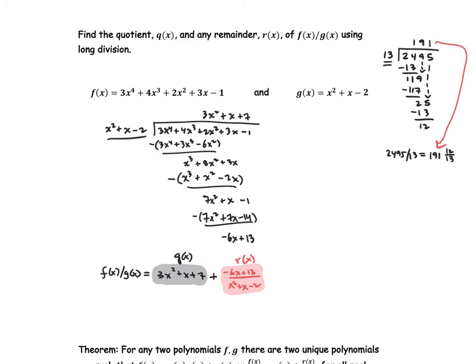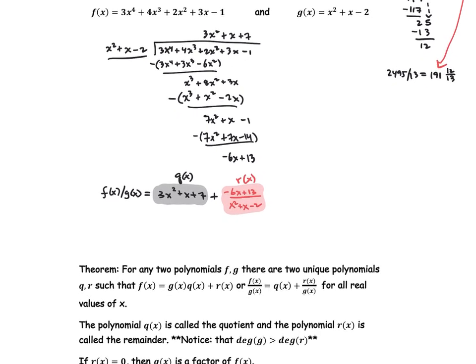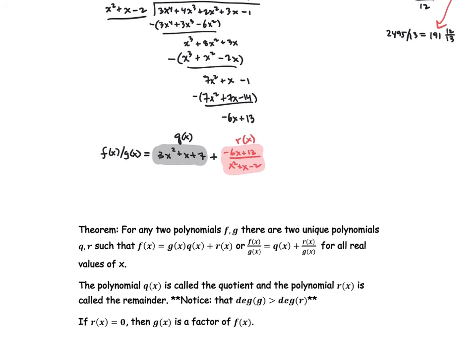And there you have it. That's how you do long division for polynomials. All right, so a theorem. For any two polynomials, f and g, there are two unique polynomials, q and r, such that f of x is equal to g of x times q of x plus r of x. Or f of x over g of x equals q of x plus r of x over g of x.